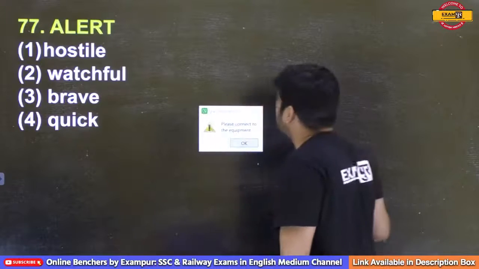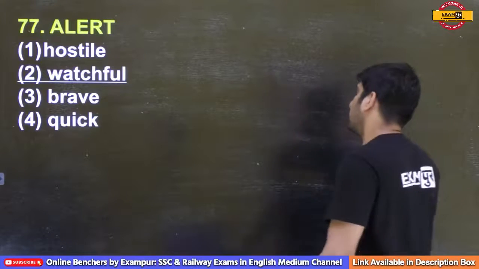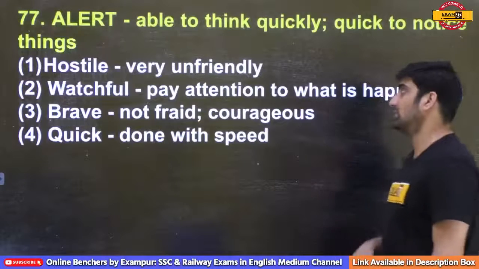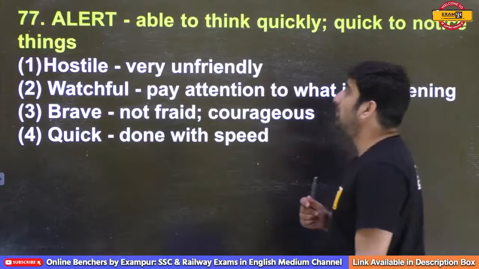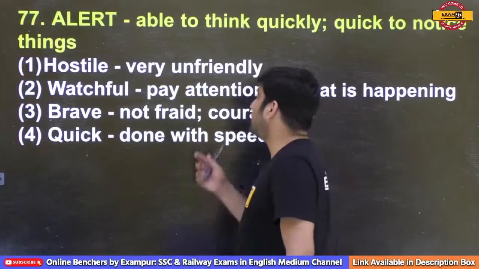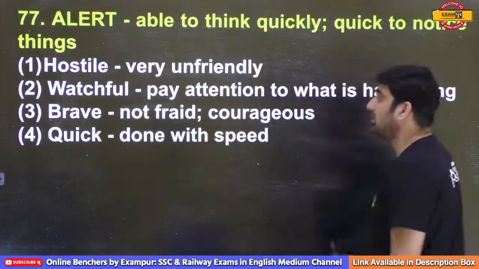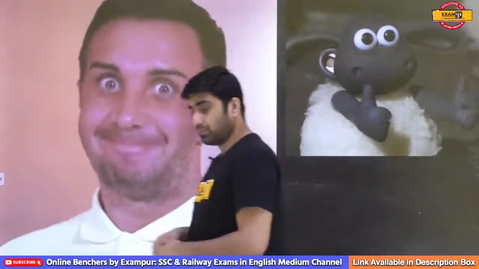Thank you, Mankush. You are right. The correct answer is option number 2, that is watchful. Watchful means alert, means attentive. Able to think quickly is the meaning of alert. Hostile means unfriendly. Brave means not afraid. Quick means who is in speed or does things in speed.